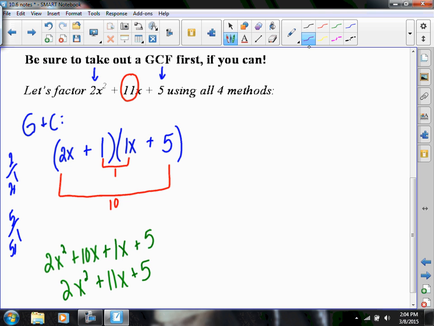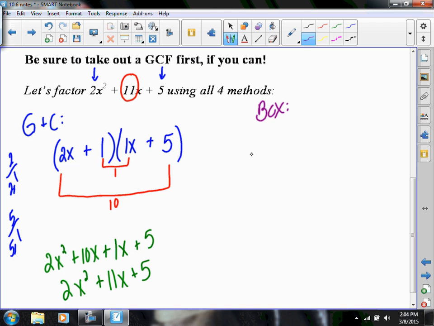So you can check your work for these, and that's a good skill to do. But if you check your outers and your inners, it's kind of like you're checking your work in a way. Okay, let me show you the box method as well.